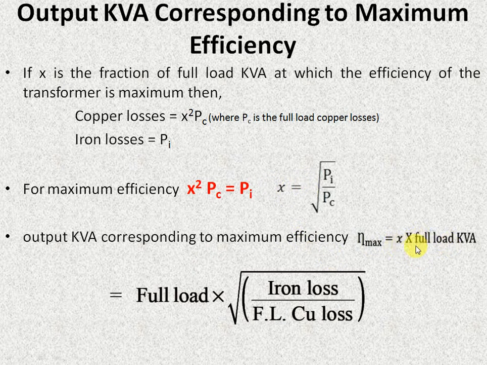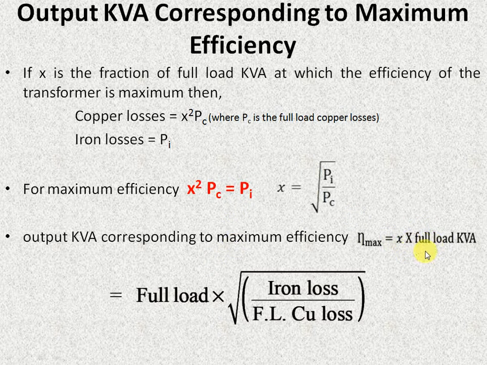Full load kVA will be given in the problem. You have to find the value of X by using this relation. Then by multiplying, you will get a particular load kVA or a particular fraction of full load kVA. At that particular fraction of full load kVA, these two losses will be one and the same, and the efficiency will be maximum.